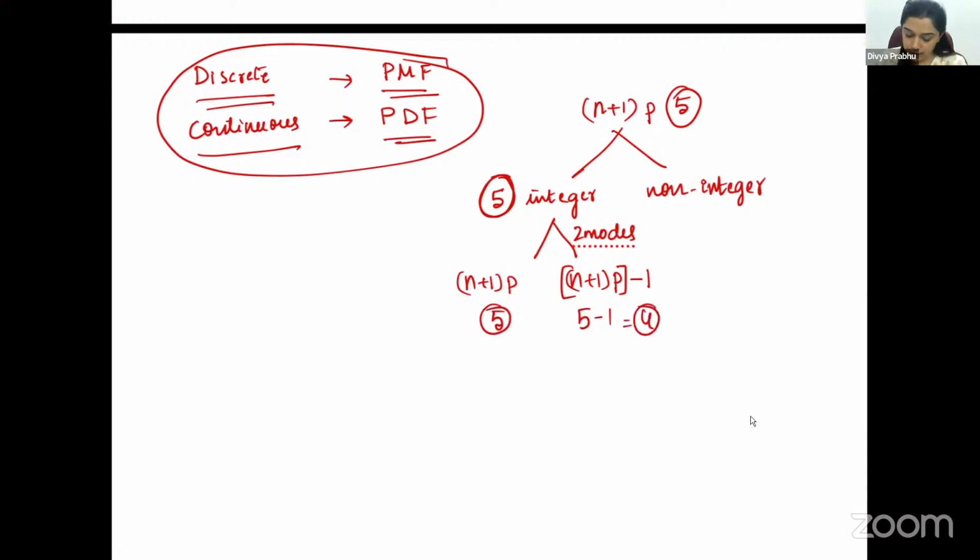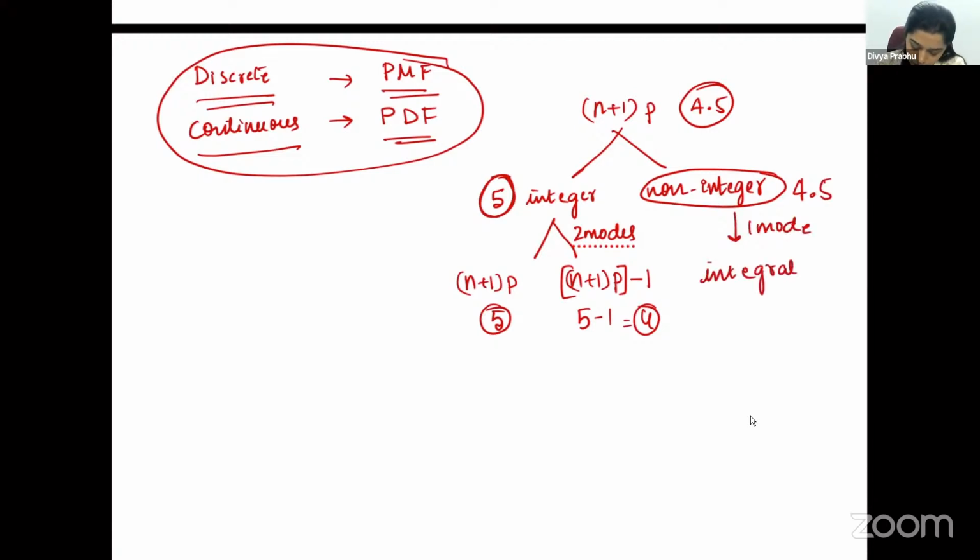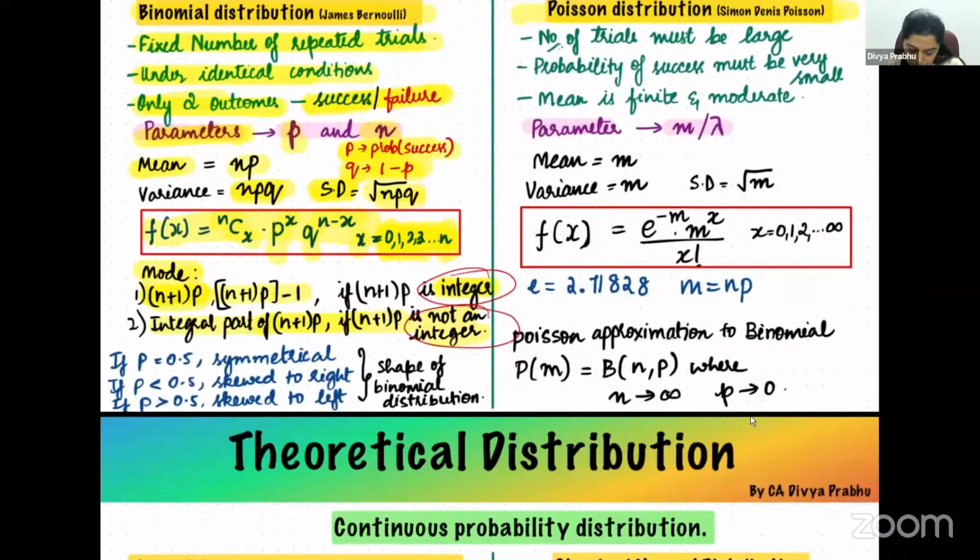Got it? But instead of 5, if the value is 4.5, which is a non-integer, there will be only one mode, and the mode is nothing but the integral part of this value. What is the integral part here? The whole number here, 4. So the mode is equal to 4. In 4.5, the integral part is the whole number, 4. Understood? This is how you calculate the mode.